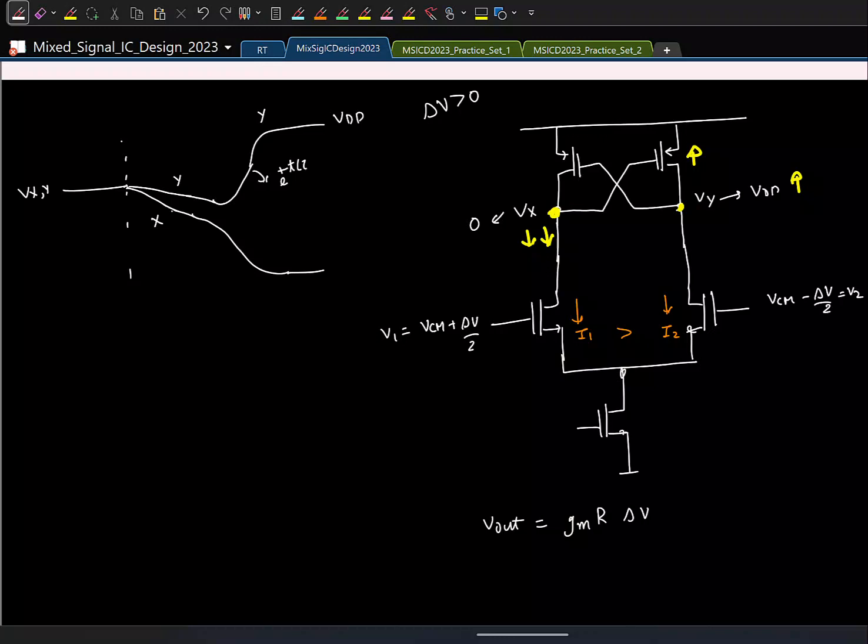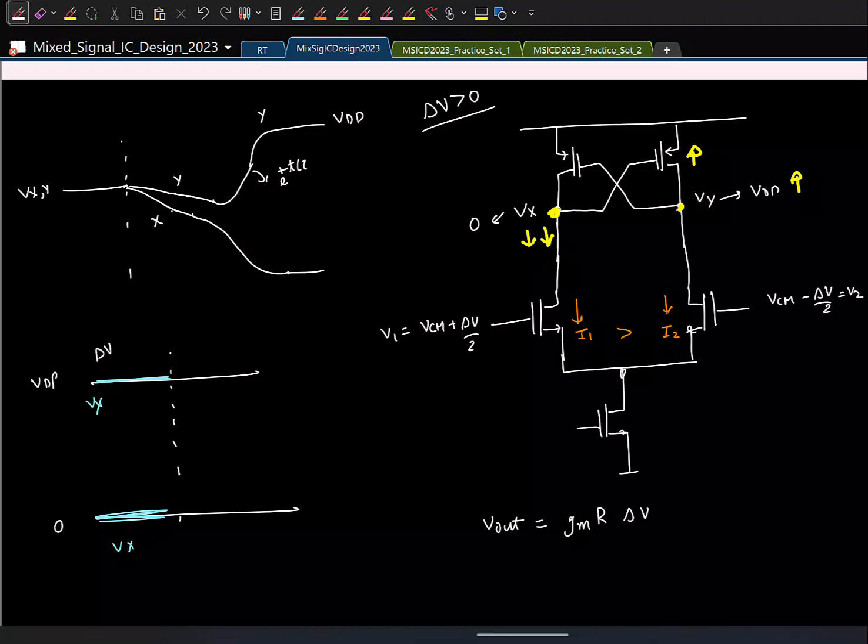So let us say I apply delta V greater than 0 till this time instant. For delta V greater than 0, Vx is at 0, Vy is at VDD. So let us say this is VDD, this is 0. This is Vx, this is Vy, right? And here delta V is greater than 0. Now let us say here I make delta V less than 0. Now for delta V less than 0, what do you want Vy to do? Vy should go down. So basically you want this guy to reduce to 0 and this guy to increase to VDD, right?